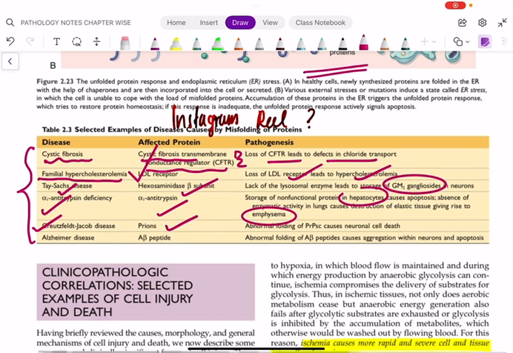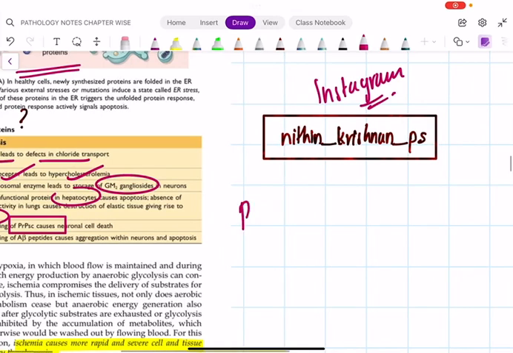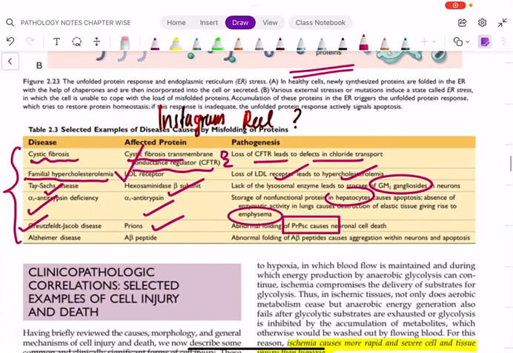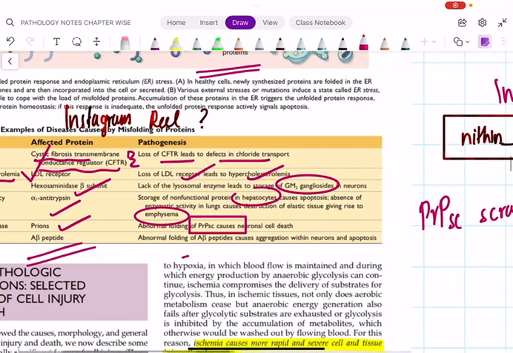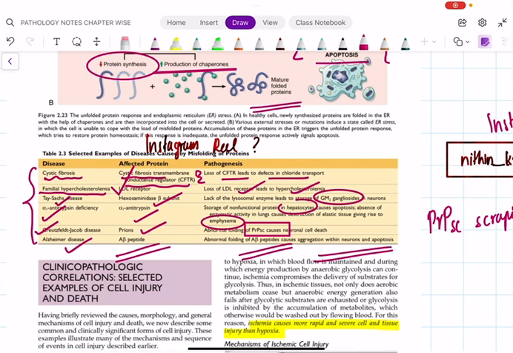Creutzfeldt-Jakob disease is caused by prions, and there will be abnormal folding of PrPSc. What is PrPSc? Prion protein; SC stands for scrapie. And in Alzheimer's disease, there will be accumulation of A beta peptide, which leads to abnormal folding and aggregation. A beta misfolded proteins will start accumulating within the neurons, leading to neuronal damage, and the patient will have memory loss, because it mainly affects the neurotransmitter acetylcholine. So these are examples of diseases caused mainly by misfolding of proteins.